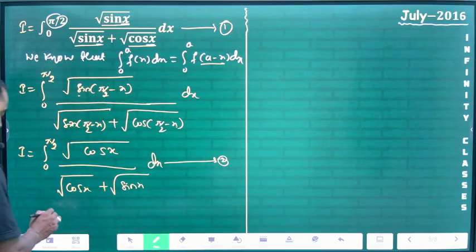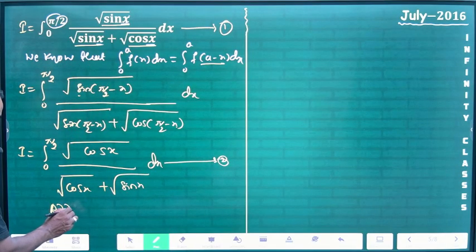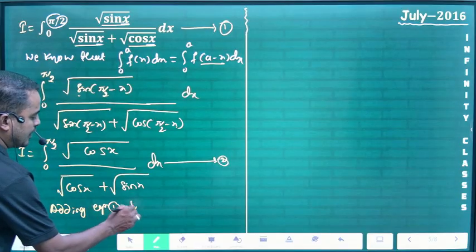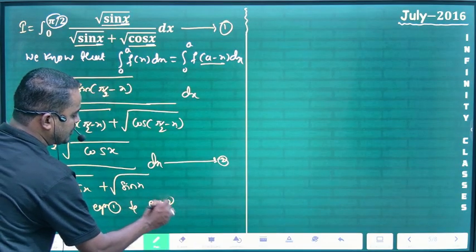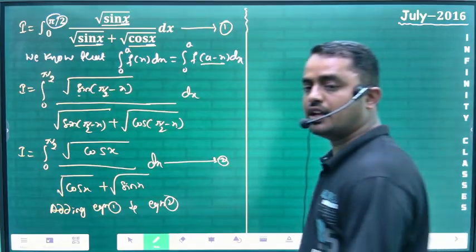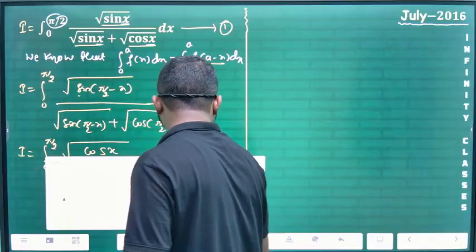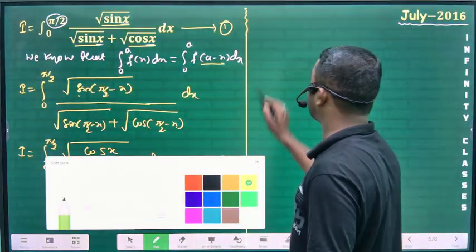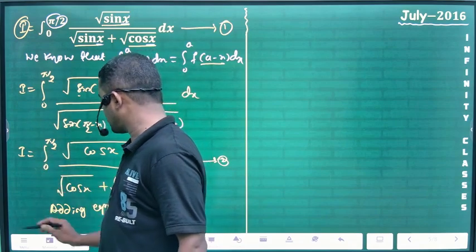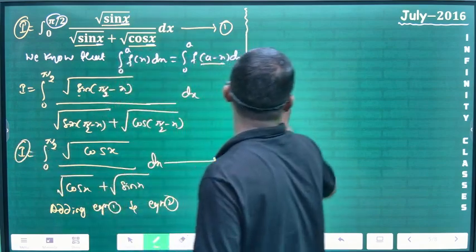Now adding equation 1 and equation 2. Adding 1 and 2, we get I plus I, that is 2I, on the left side. What is the left side of equation 1? I. And equation 2 is also I. I plus I is 2I.